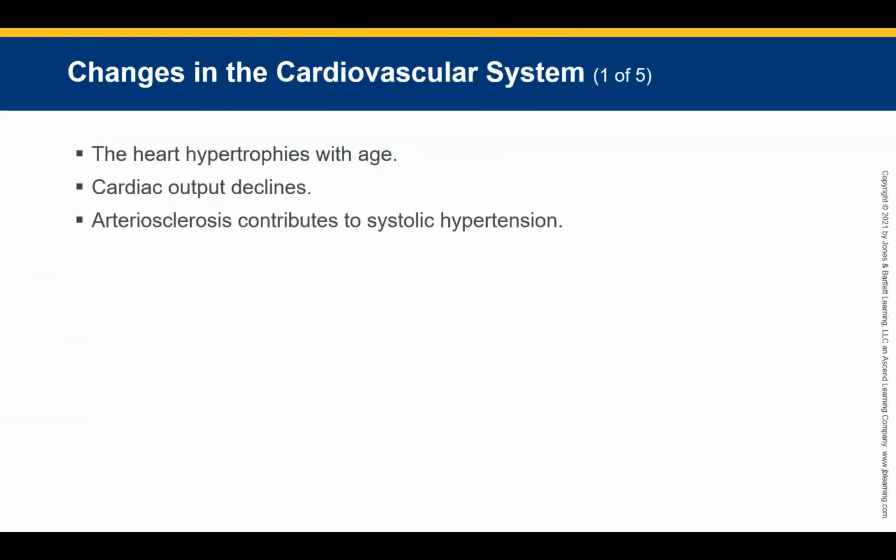Changes in the cardiovascular system. We talked about this just a second ago. We know that that's going to happen due to age, due to a bunch of other things. The heart hypertrophies with age, probably in response to the chronically increased afterload. And it does have some predisposed stiffening of the blood vessels. Over time, the cardiac output declines mostly as a result of a decreased stroke volume.